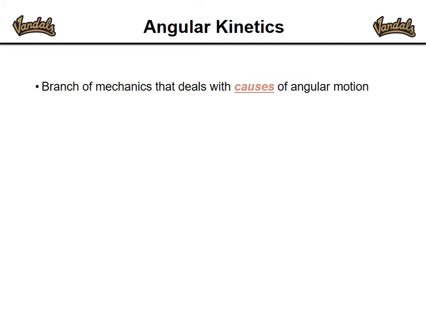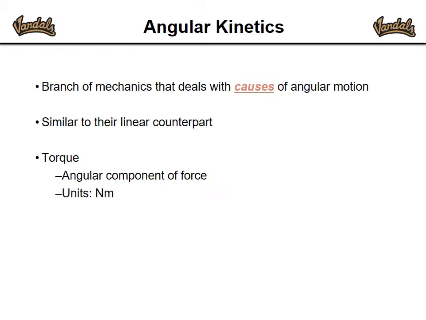Again, remember the kinetics part of things is the cause of, where the kinematics is the outcome. It is very similar to the linear component or counterpart, except for this component of distance. So the meters here is the distance at which the force is applied. And the angular component or analog of force is torque, because it includes that distance measure.